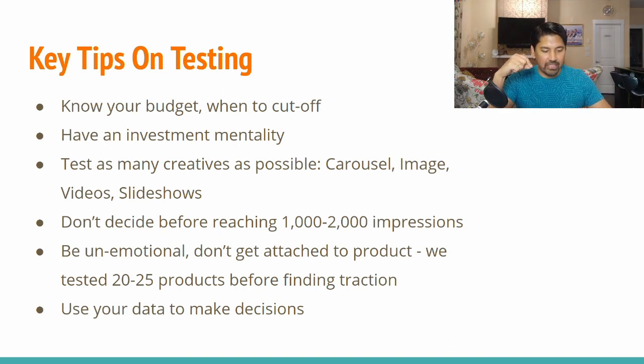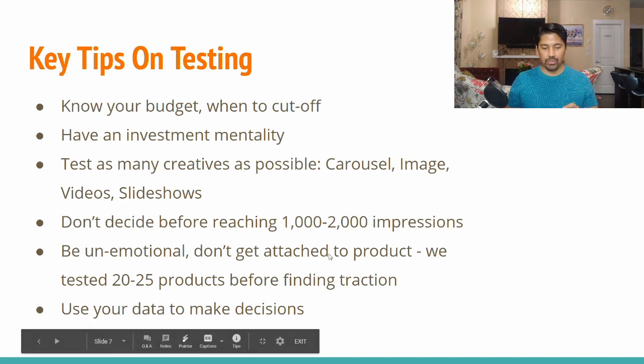So have that mentality. Test as many creatives as possible, as I mentioned. Eliminate that variable that your ads are not working because of the type of creative that you're using. So add different types of creatives: image ads, carousel ads, video ads, slideshow ads. Test all of these variables at the same time because Facebook can allocate based on what's working for you.